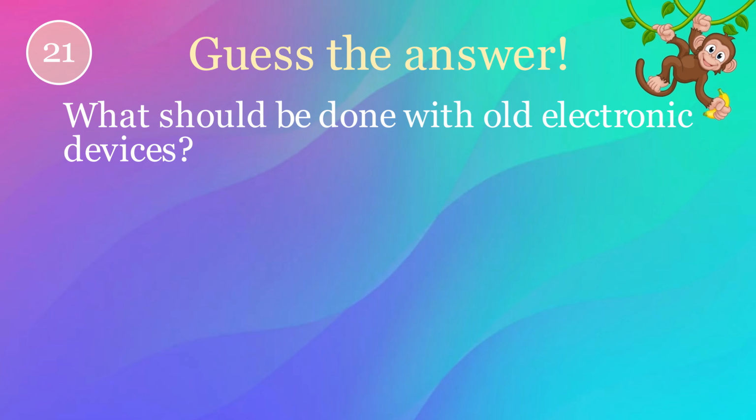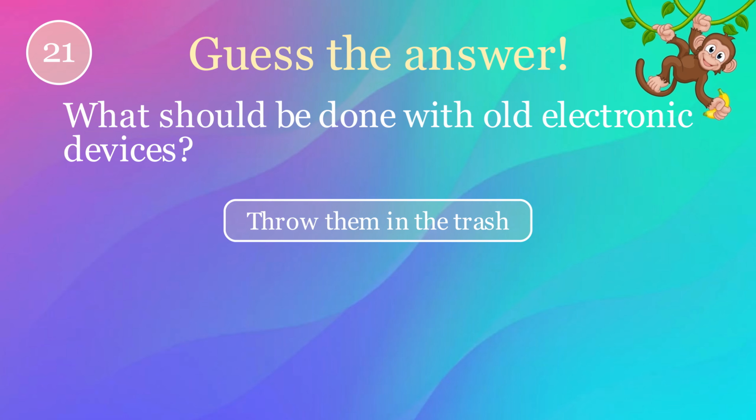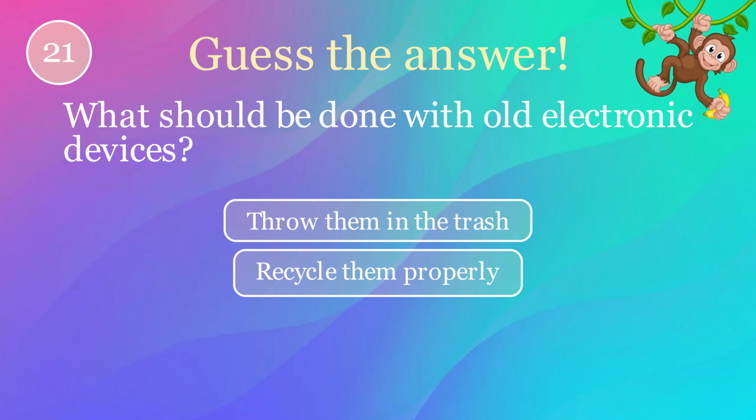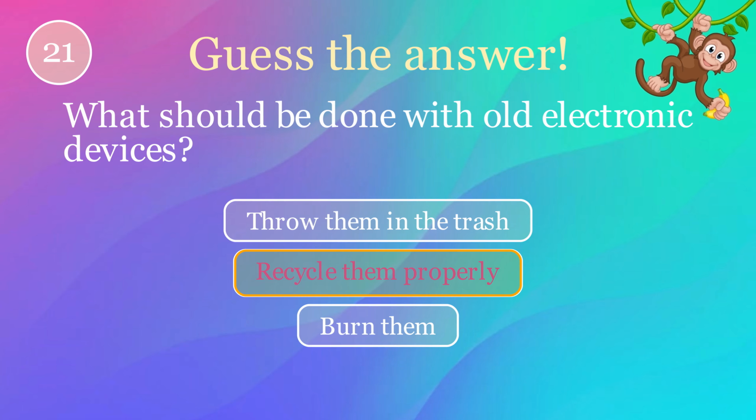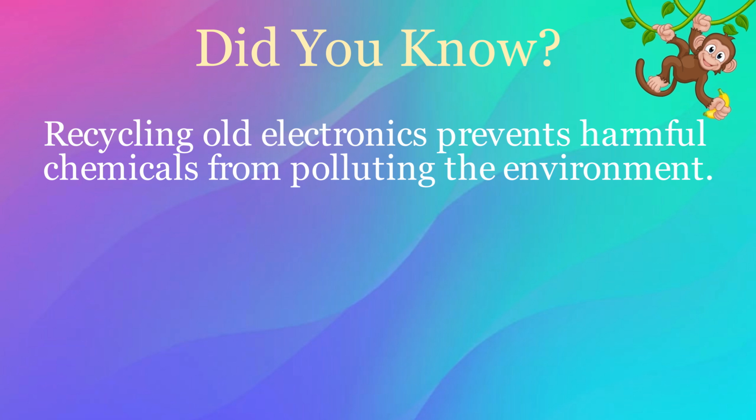What should be done with old electronic devices? Throw them in the trash. Recycle them properly. Burn them. The correct answer is, recycle them properly. Here's an interesting fact: recycling old electronics prevents harmful chemicals from polluting the environment.